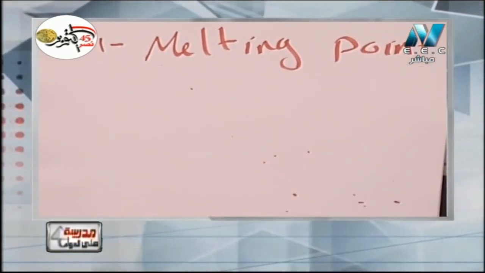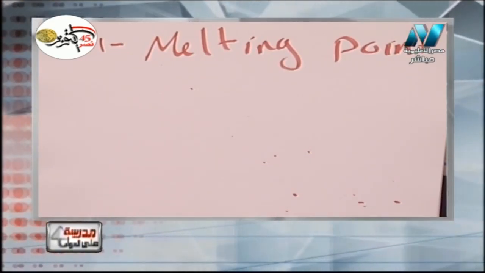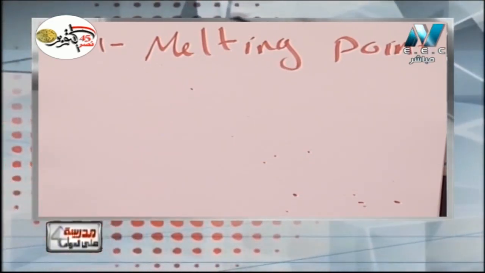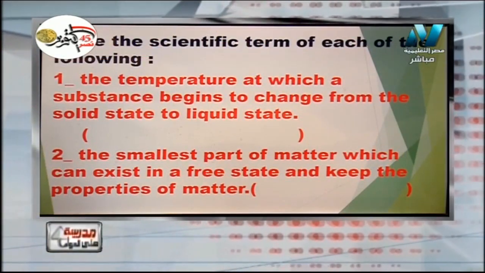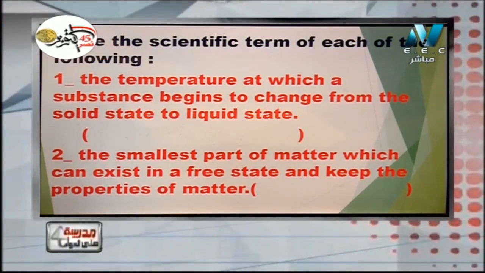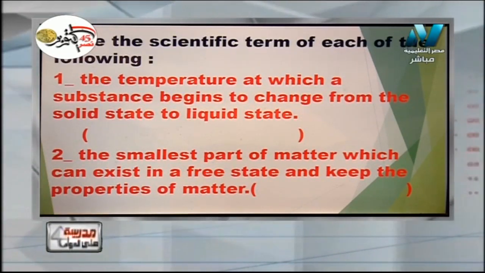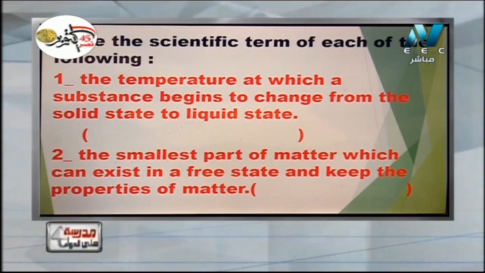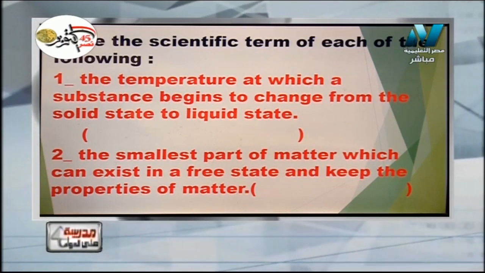Number two, the smallest part of matter which can exist in a free state. Exist in a free state means existing freely, and keeping the properties of matter. This sentence means it has the same properties of matter. So what is the smallest part of matter which can exist in a free state and keep the properties of matter? It is, yes, molecule. Number two is molecule.